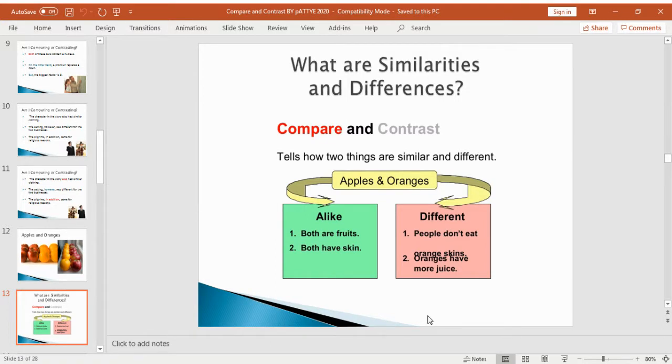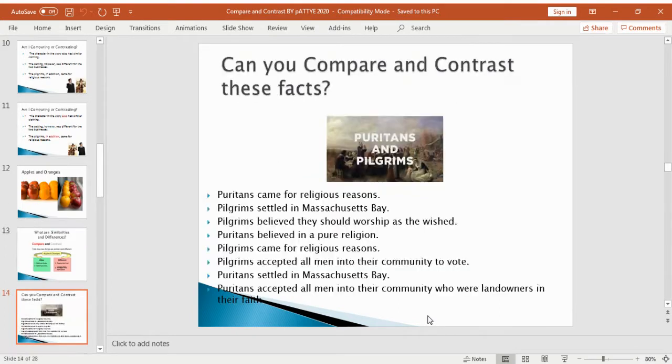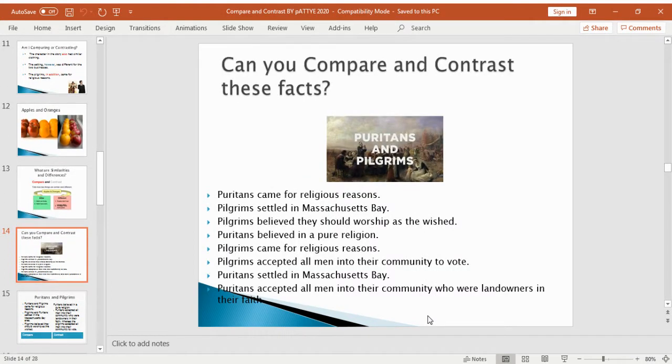But let's go to how they are different. People don't eat orange skins. They peel it. Oranges have more juice. These are just a few examples on graphic organizers on how you can find things that are alike and things that are different. Now let's look at these few sentences about the Pilgrims and the Puritans.